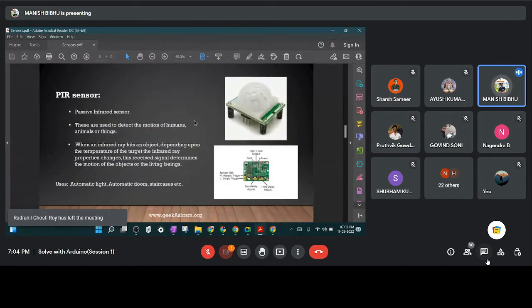Next is the PIR sensor, passive infrared sensor. These are used to detect the motion of humans, animals, and things. It works basically with the motion of humans, so it is also known as a motion sensor. It detects the motion of any human, animal, or object.